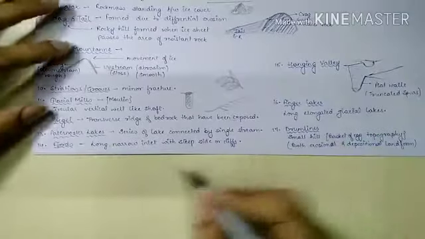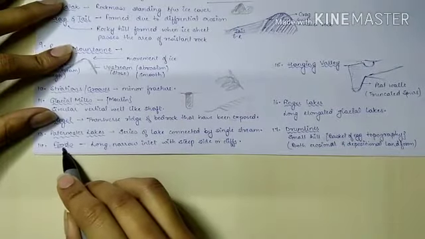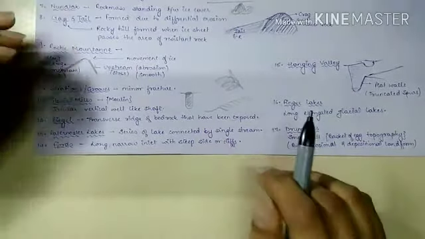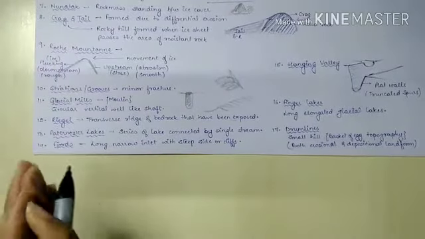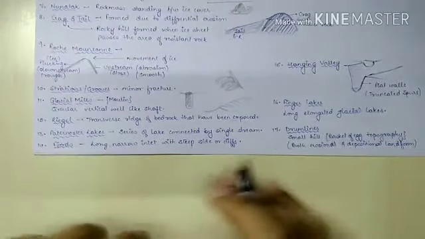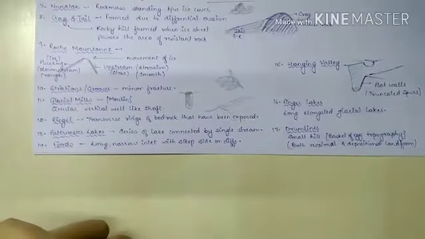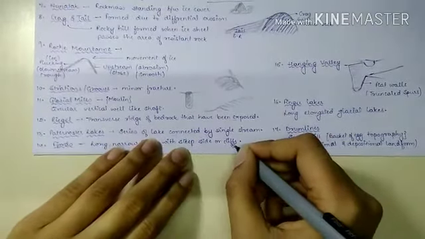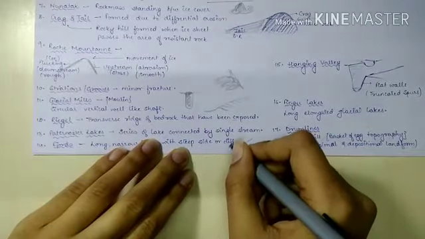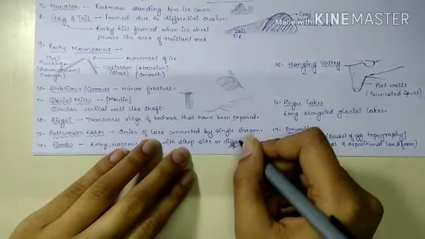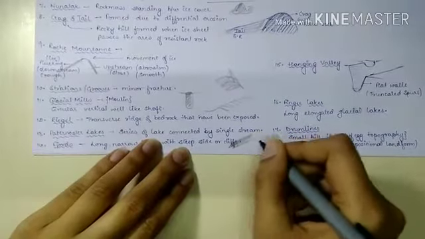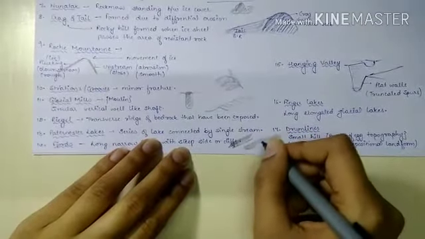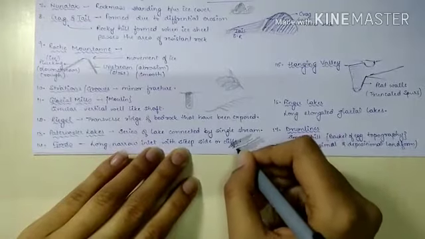Okay, next we have fjords. Fjords are actually long narrow inlets with steep sides or cliffs. So it is similar to the inlets we have done in coastal landforms. So they are fjords. So we have steep walls on the opposite sides, and they are long and narrow inlets.